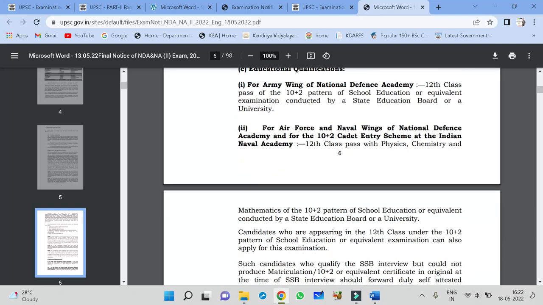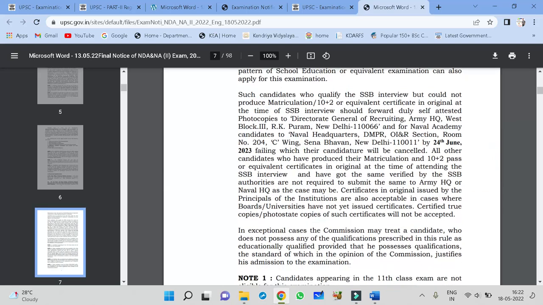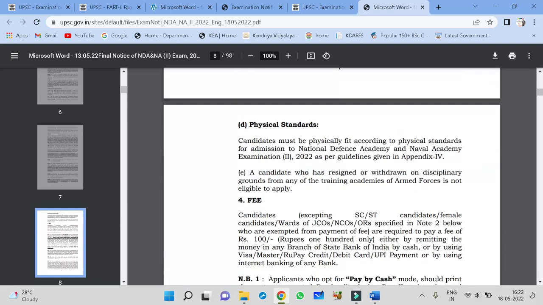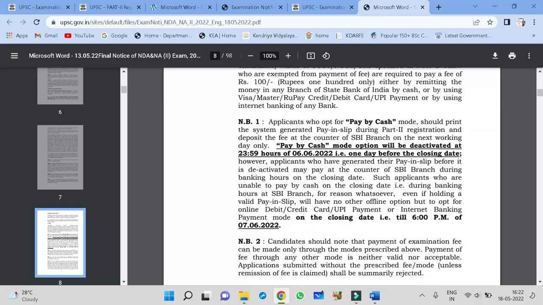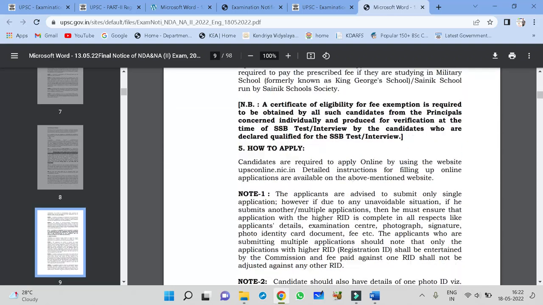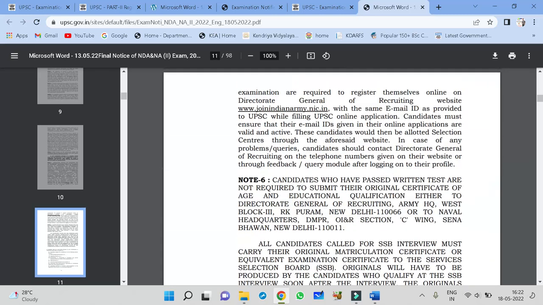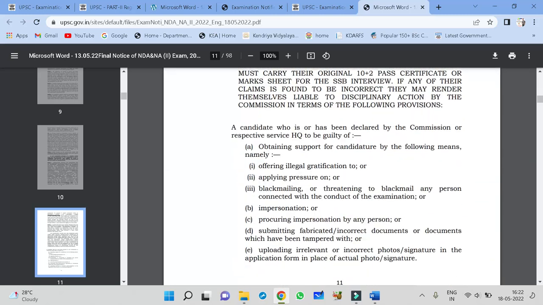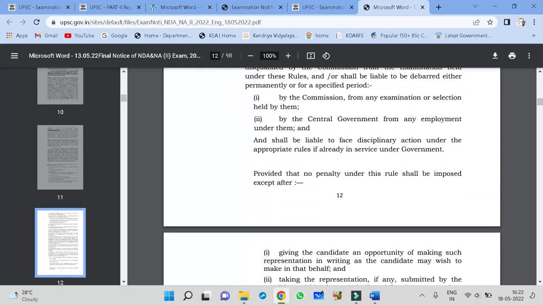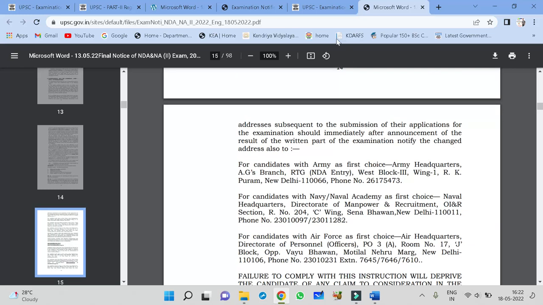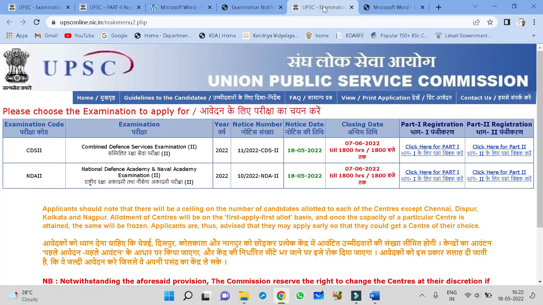Educational qualification, I have told you, 12th you have to have completed, or if the result hasn't come, then also fine. Physical standards, these are very important, right? Everything you can go through in this detailed notification. Every answer to your questions will be answered through this notification, right? You can go through this in detail, right? So this is about the NDA examination. I hope it is helpful.